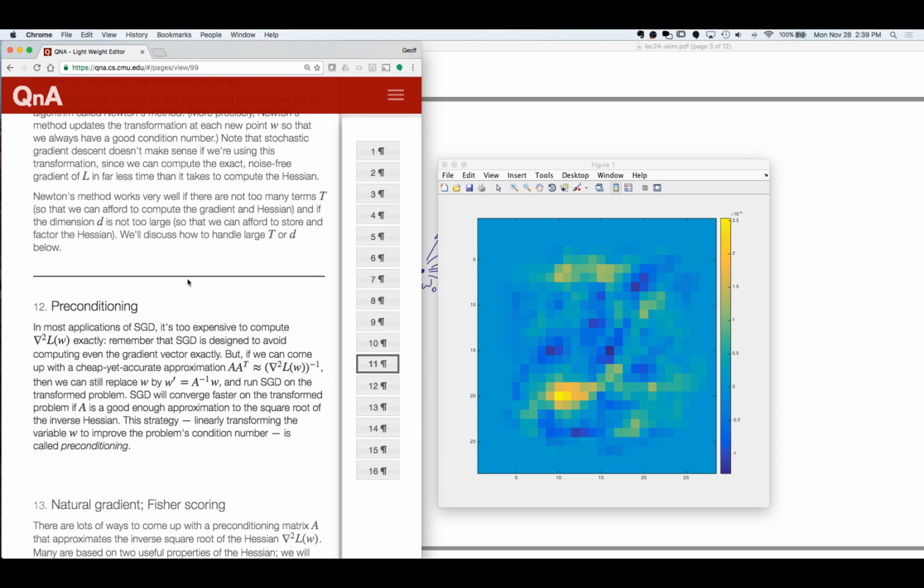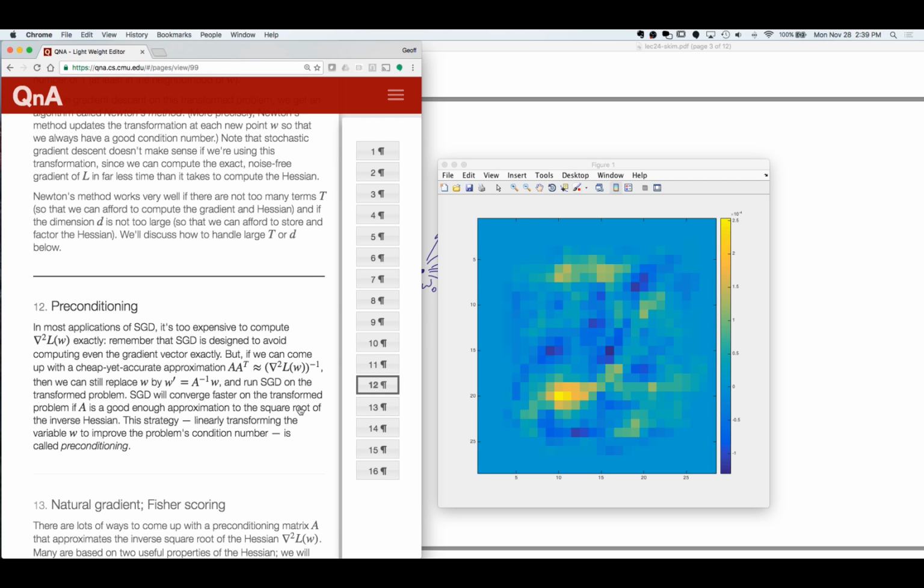And if we got a decent approximation to the square root of the inverse Hessian, then stochastic gradient will converge faster on the new problem than it did on the old one. And this strategy is called preconditioning, taking a linear transformation of your variable in order to try and get a better conditioned problem so that SGD will converge faster.